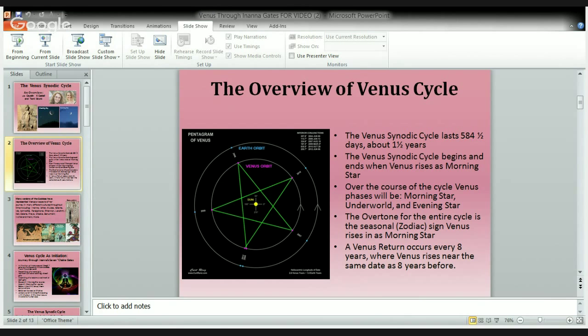So I'm now at the slide for the Venus Synodic cycle overtone. Just to understand that when Venus rises as morning star beginning a new cycle, the sign she rises in is the overtone for the full 584-day cycle. And so this sign that Venus rises in is the leading lady, or the goddess active on the world stage for about 19 months. Another way we could say that is that it's the archetype of the feminine that's being integrated into the collective psyche of humanity for that 19-month period.